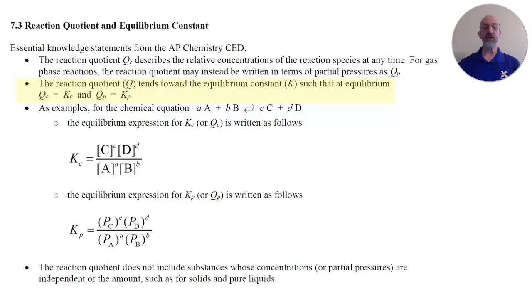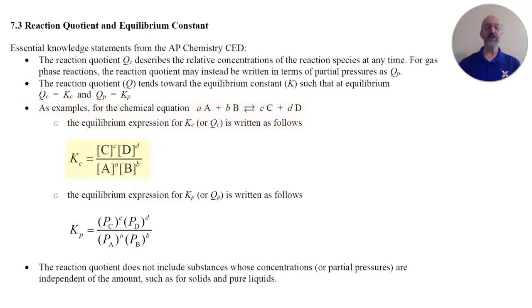So when Q equals K, either in terms of concentrations or partial pressures, the system is at equilibrium. Now, the next essential knowledge statement refers to two different equations or representations of Kc and Kp. So for the chemical equation that is listed with reactants A and B and products C and D, the equilibrium expression for Kc or Qc is written as follows.